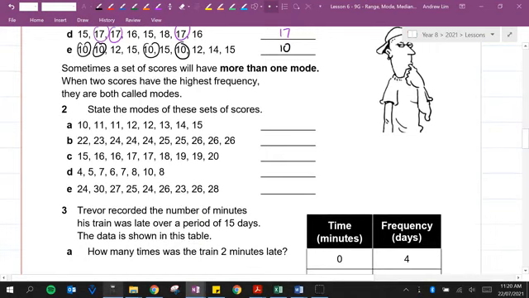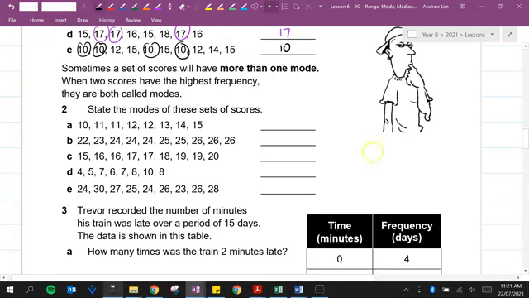Sometimes a set of scores will have more than one mode. When 2 scores have the highest frequency, they are both called modes, and we usually call this bimodal. Bi for like 2, like bicycle, 2 wheels, so bimodal. If it's more than 2, we just call it multimodal. There's lots of different modes.